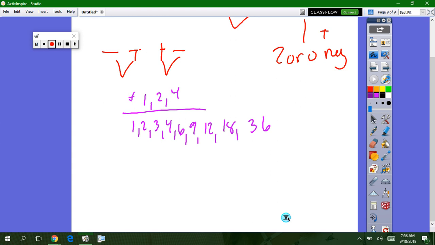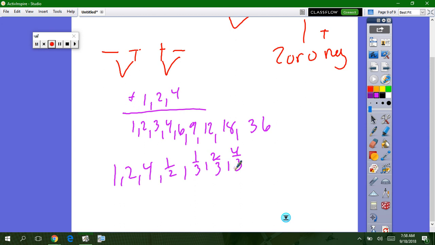What's 1 divided by 1? 1. 2 divided by 1? 2. 4 divided by 1? 4. Okay, here we go now. What's 1 divided by 2? A half. 2 divided by 2, which we already have written, so I don't need to rewrite it again. Does that make sense? Okay, 4 divided by 2. Already written, so I don't have to do it again. Agreed? Okay. 1 divided by 3. A third. 2/3. 4/3.